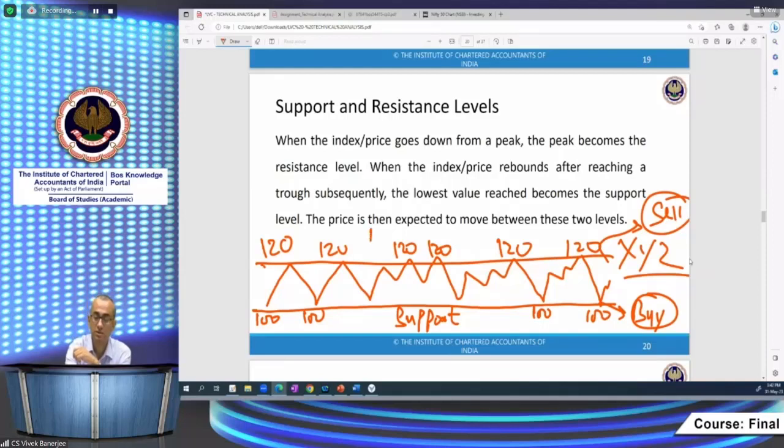It is called the resistance. Means resist. So resistance is the level beyond which the share prices will not go up, most probably, and support is the level beyond which the share prices in most probability will not fall down. And it establishes, or you can say supports, a very important principle, an assumption of technical analysis, that the share prices move in trends, or history tends to repeat itself.